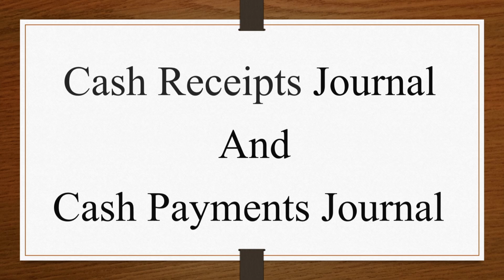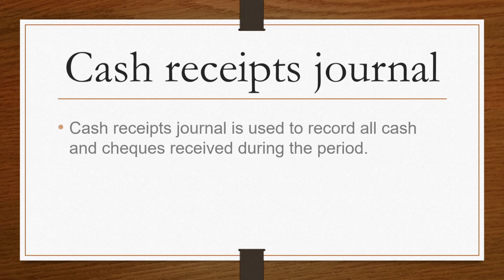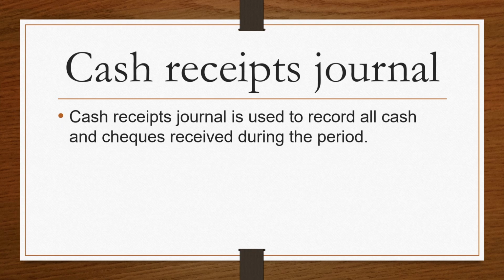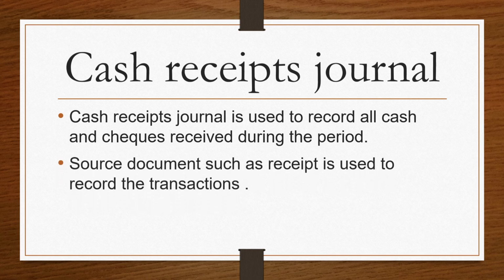In this video, I would like to discuss cash receipt journal and cash payment journal. Cash receipt journal. Cash receipt journal is used to record all cash and check received during the period. Source documents such as receipt are used to record the transaction.